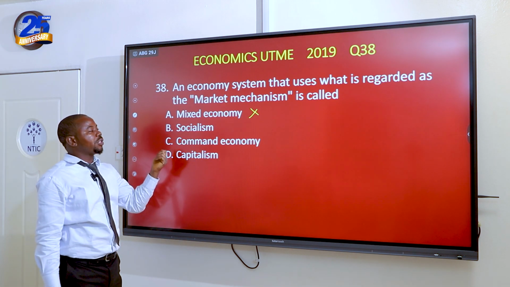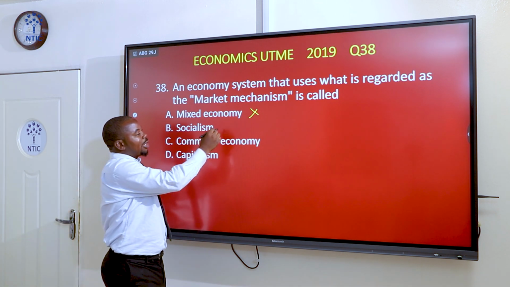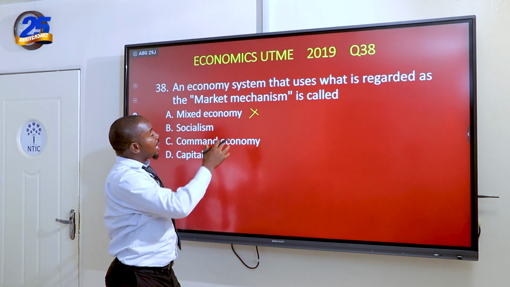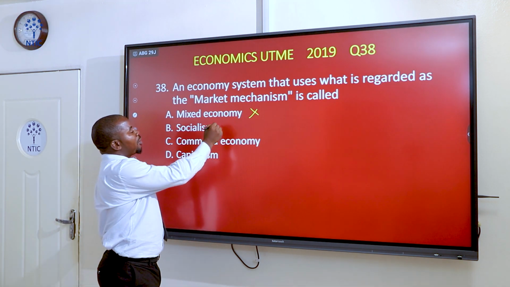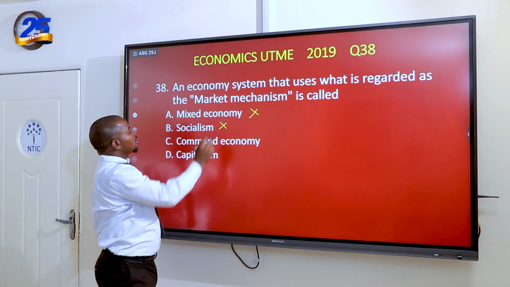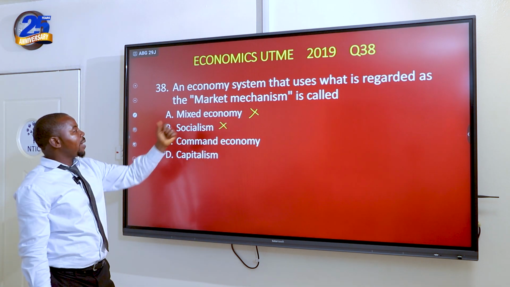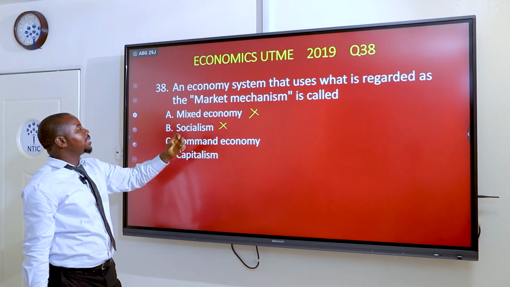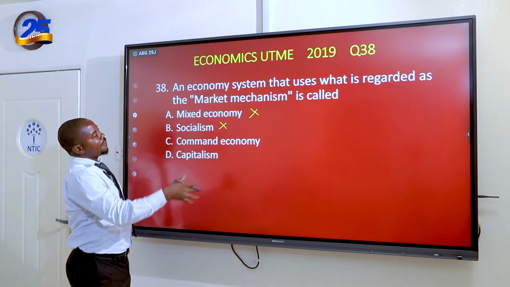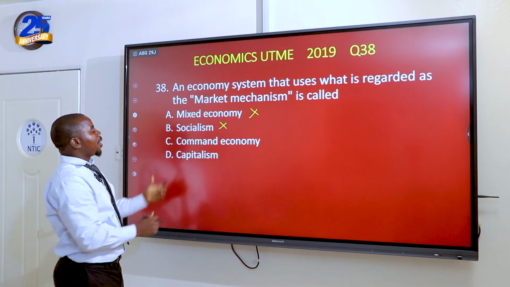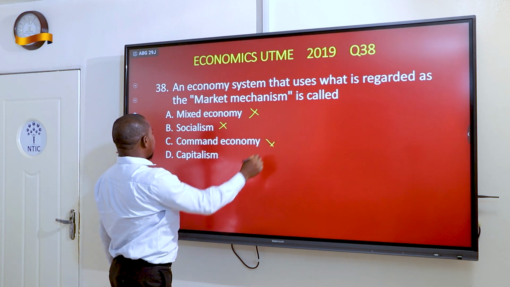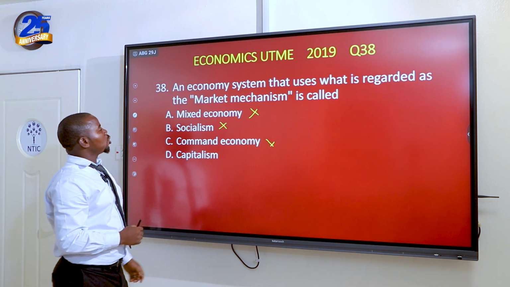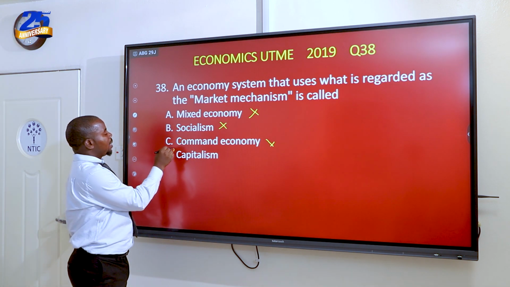Then the next one, socialism. This one is command economy, when resources are owned and managed by the public or the government on behalf of the public or by the state. So that is socialism, so that's also not correct. At this point, they fix prices, unlike where you have a free market economy. So command is also not correct. That's also socialism. So the right option is capitalism.